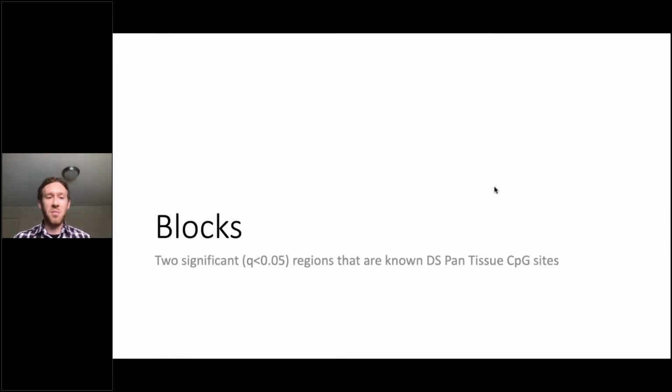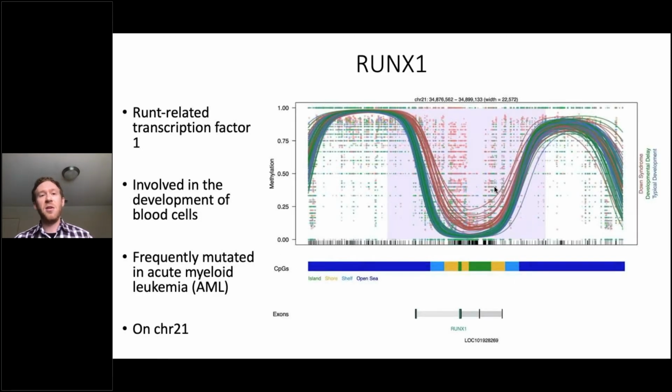Next, we zoomed in a bit more and performed the block analysis. And what we found is that there's 2 significant regions that are actually these known Down syndrome pan-tissue CPG sites. And we've really expanded them here, and it's quite striking to see them. So the first one we see is RUNX1, which is the runt-related transcription factor.